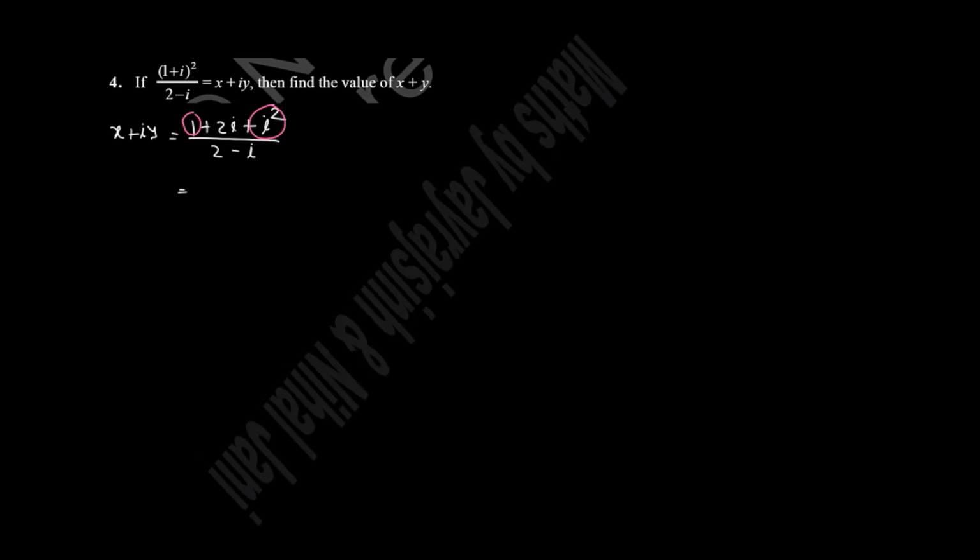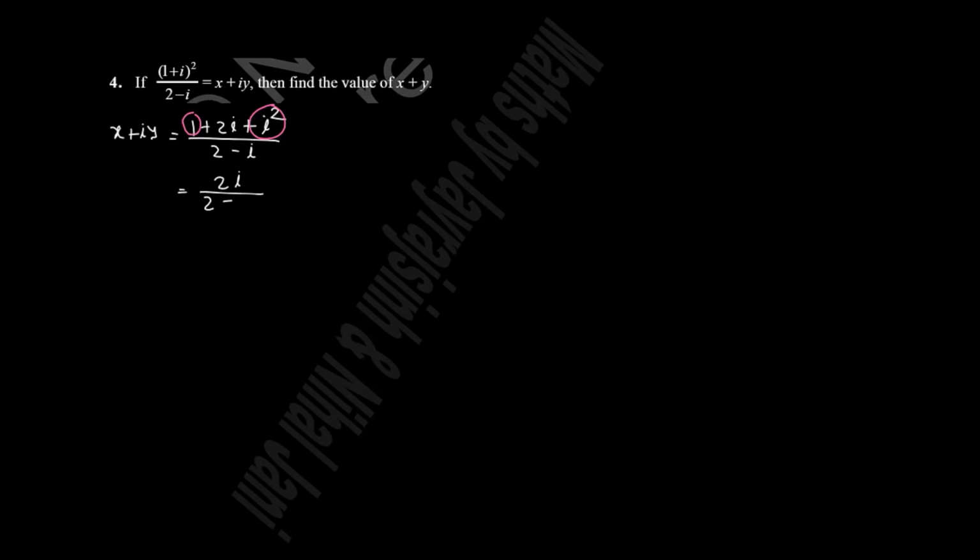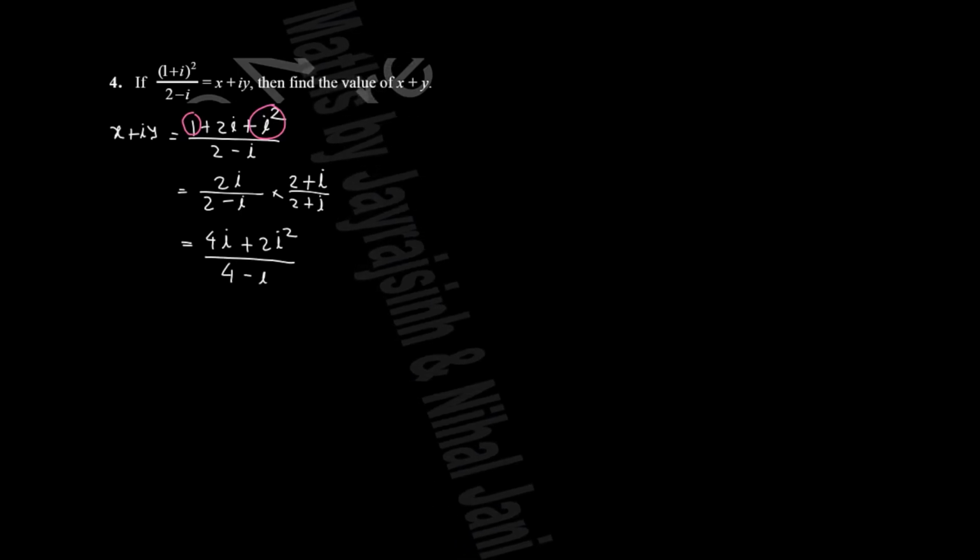Now what do we do? 1 and i square cancel out, so the only remaining term in the numerator is 2i. Now multiply and divide by the conjugate of the denominator, which is 2 plus i. Multiply: 2i times 2 is 4i, and 2i square upon 4 minus i square.